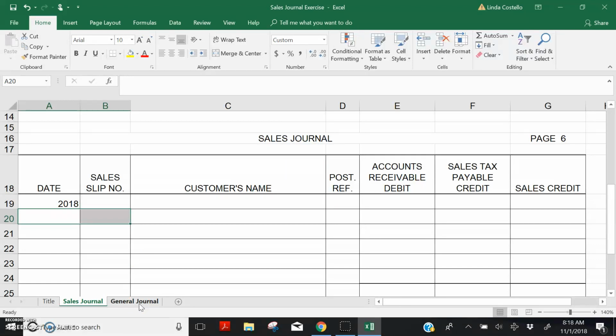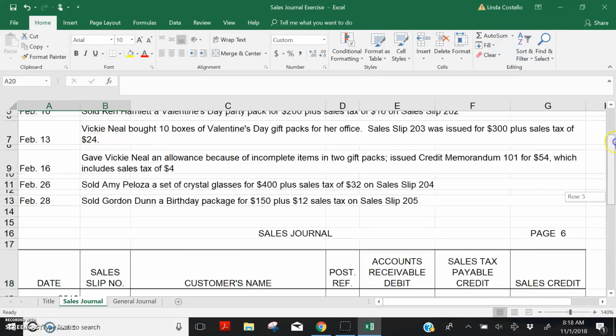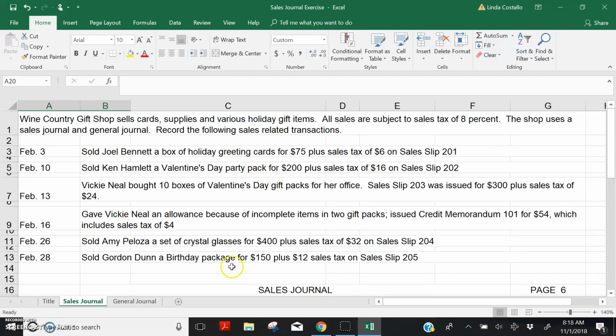Wine Country Gift Shop sells cards, supplies, and various other gift items. In this exercise, we'll record the 6 sales-related transactions located at the top of your sales journal.